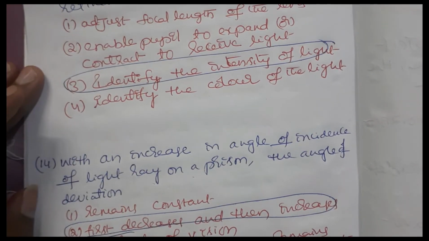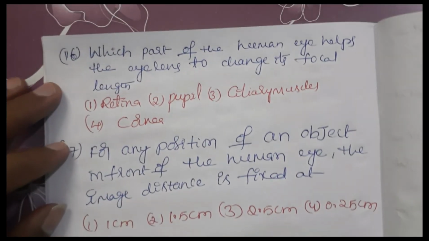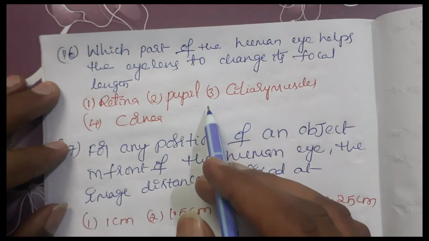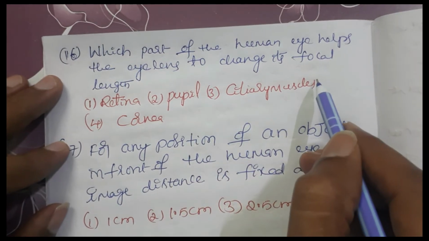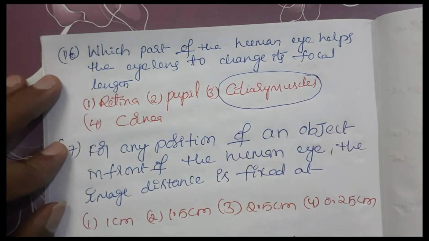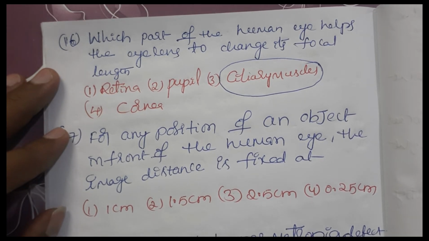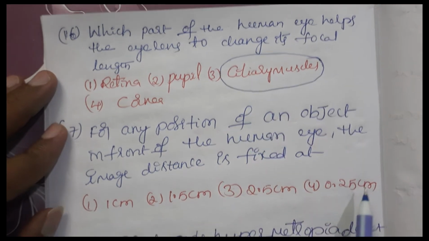Next question, students. Which part of the human eye helps the eye lens to change the focal length? Ciliary muscles. So you know, accommodation of the eye lens is the ability of the eye lens to adjust its focal length when we see distant objects and closer objects. When we see distant objects, the focal length increases to a maximum of 2.5 centimeter. When we see closer objects, the focal length decreases to a minimum value, that is 2.27 centimeter. So this is with the help of ciliary muscles.